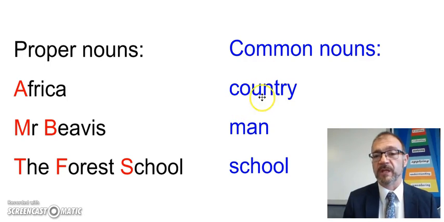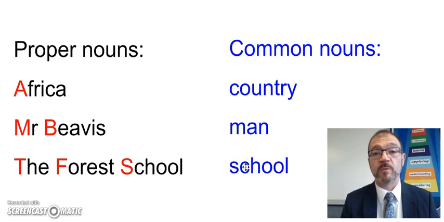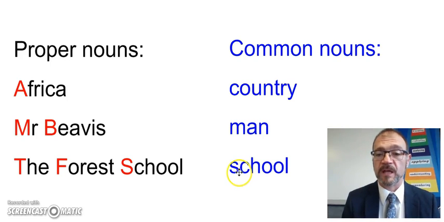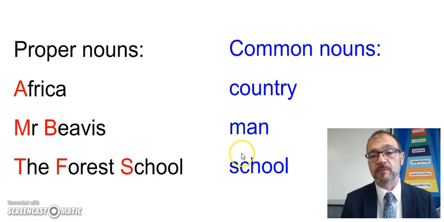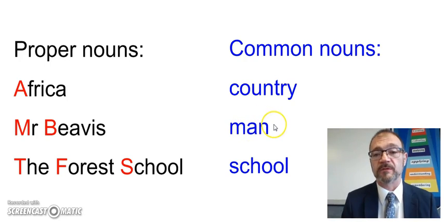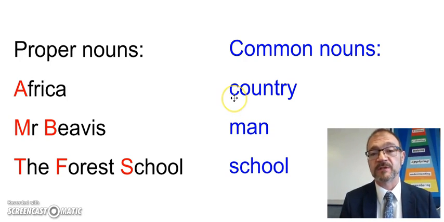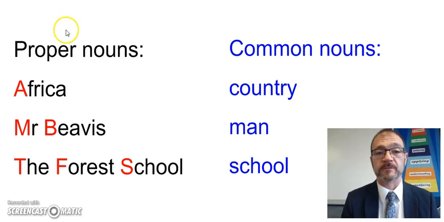These are common nouns for very similar things. If we just say, oh yeah, he went to school, you don't have a capital S for school because it could be any school. A man walked down the road, well, which man? No particular man, no capital letter. Which country are we talking about? We don't know, so there's no capital C for country. It's just any old country around the world.